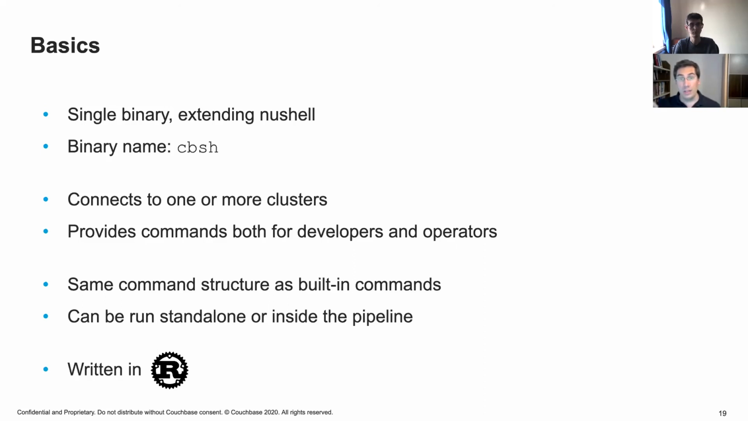And you can run all the Couchbase commands standalone. So you can do, for example, doc get airport 1234, or you can do what Charlie showed you, where you have your input coming in from the stream, and then you use a Couchbase operator as part of your data pipeline. So you can use it in both places. And because Nushell is written in Rust, Couchbase Shell is also written in Rust on top.